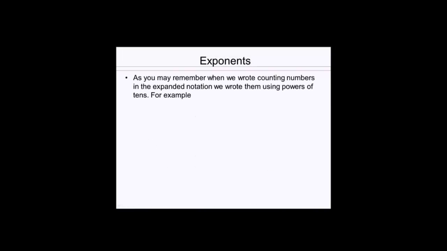Let's continue discussion of more terminology. Remember when we were doing counting numbers and we wrote our number in the expanded form? 3 was said to be in the hundreds place, 2 is in the tens place, and 4 was in the units place. And when we wrote the hundreds place in the expanded notation, we wrote 10 to the power 2. And that simply meant take 2 copies of 10 and multiply together.